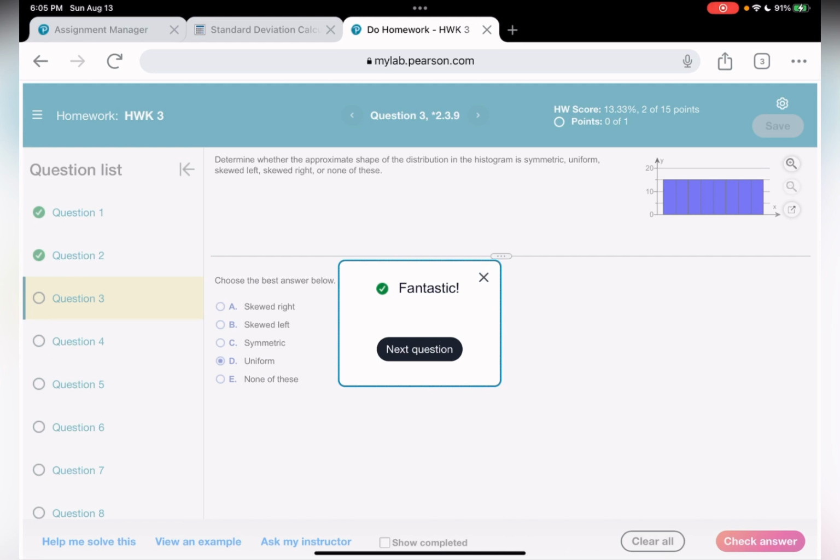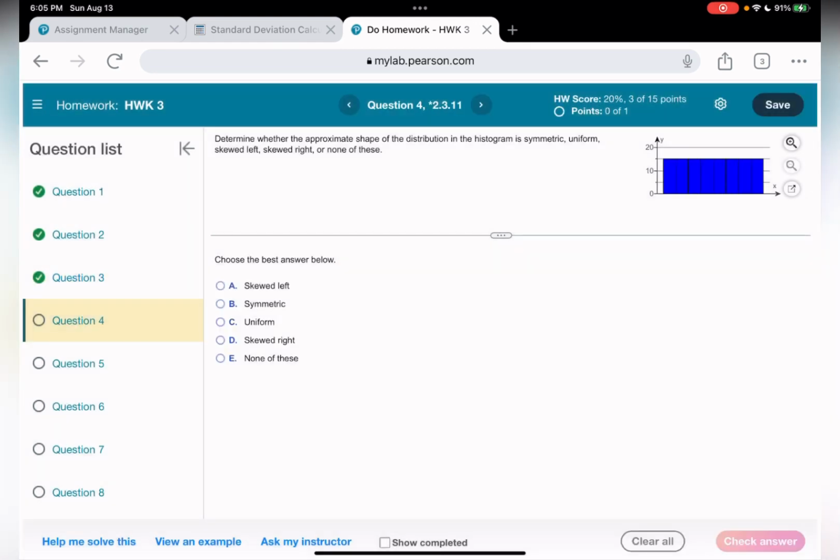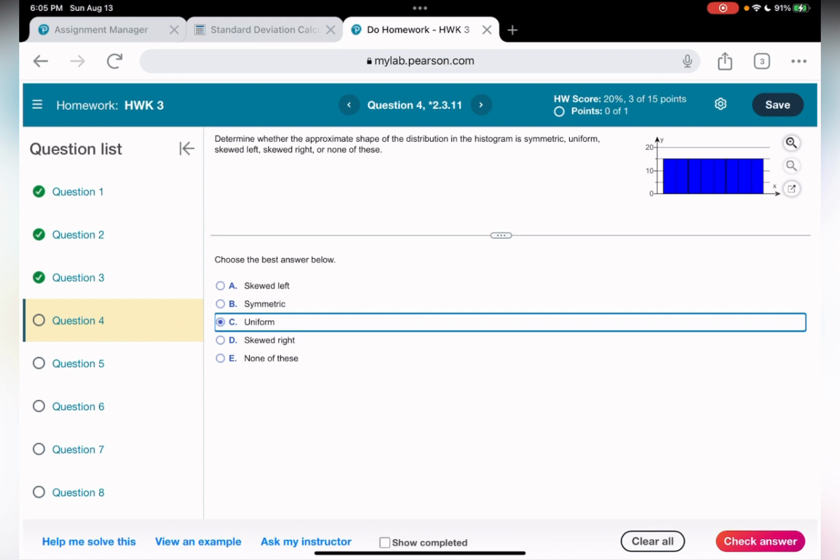Next one. Oh, how lucky we are. This one also uniform.